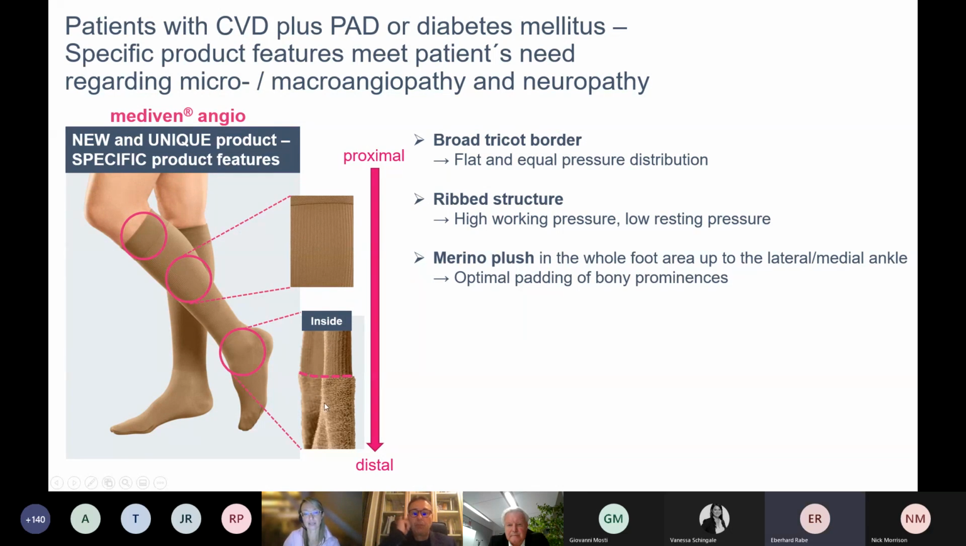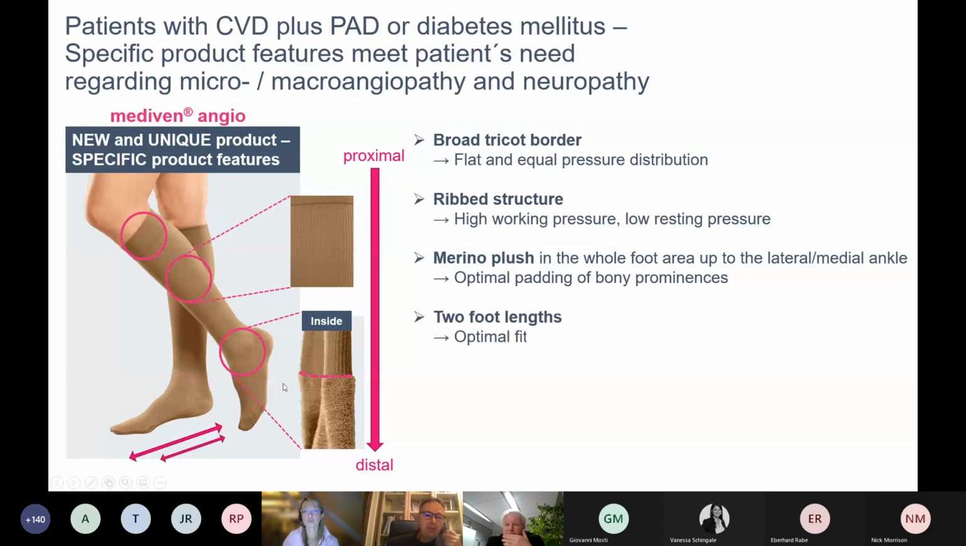I depicted here a picture of the inside of the stocking. And we have this optimal padding in this whole foot area up to the lateral and to the medial angle. And of course, this is absolutely necessary in patients with PAD and diabetes mellitus in order to ensure this optimal padding, especially of the bony prominences, like, for example, the ankles, but also the toes and the toe joints, and also especially in patients with diabetes mellitus on the plantar side of the foot.